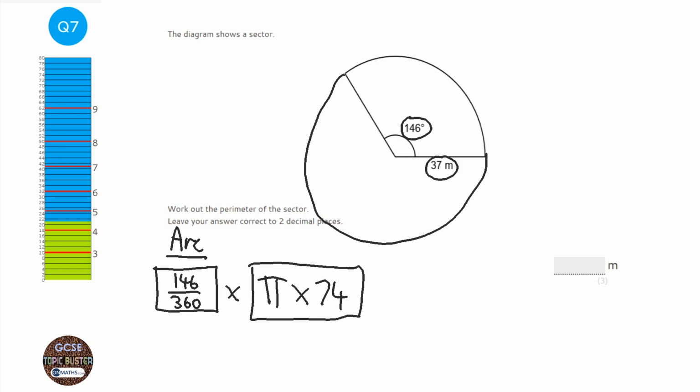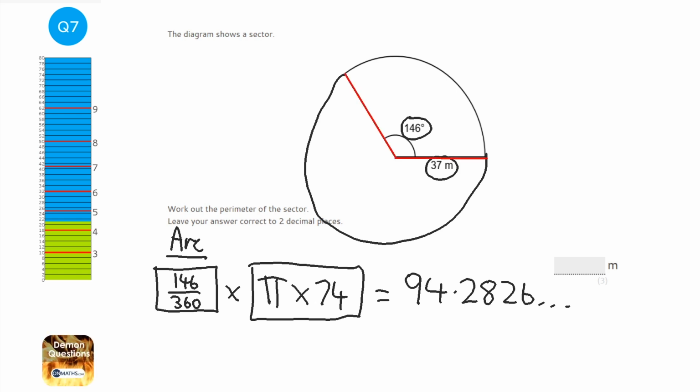And it gives me the answer in terms of pi, but I don't need it in terms of pi, I just need it as a decimal. So 94.2826, blah blah blah. Now that's for the arc length, but we also want to know what this distance here is. Well, we've already got that one. And what this distance here is. Well, they are both radiuses, or radii we call it. So that's also going to be 37 meters.